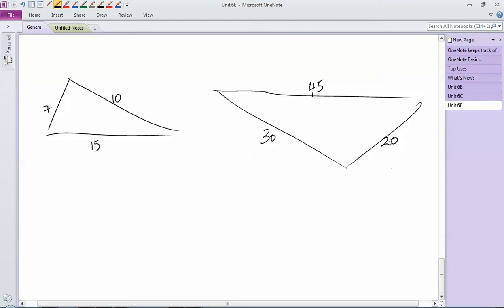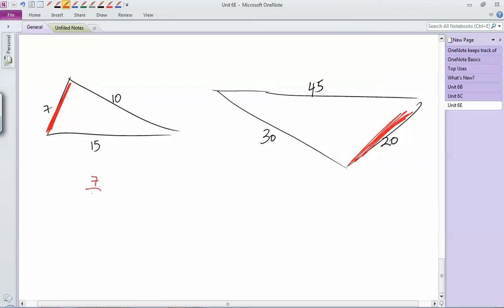Okay, so one of the ways you can check if they're similar is by seeing, can you match up two angles, but I don't know anything about the angles. So instead, you can match up sides. Now in this one, the 7, if I'm trying to match up these sides, the 7 is going to have to be paired up with the 20 because the short side on the triangle on the left is going to match the short side on the triangle on the right.